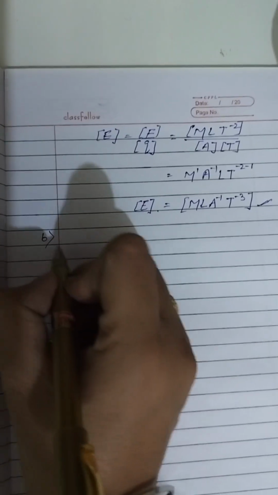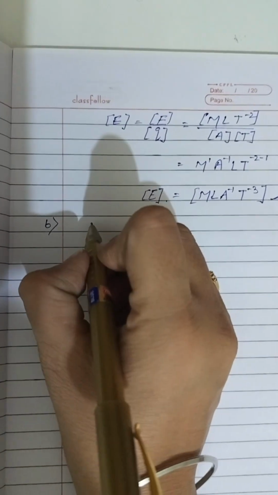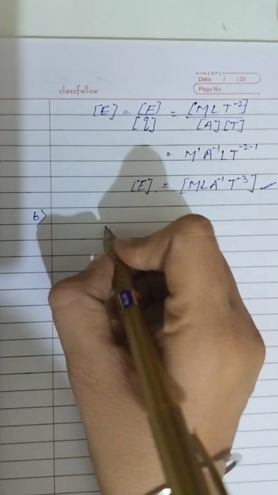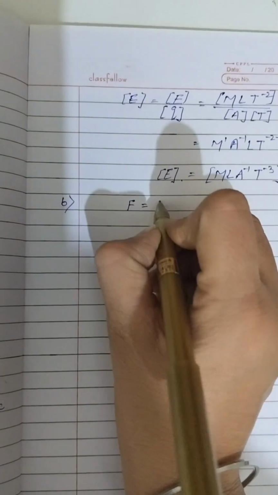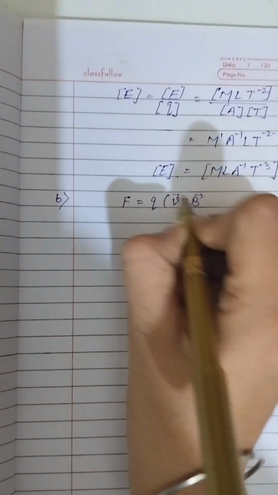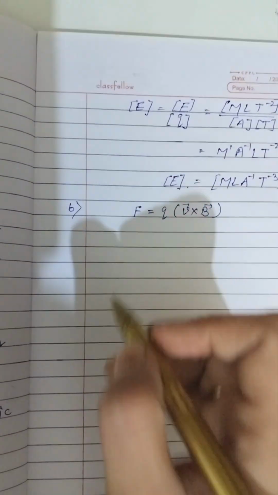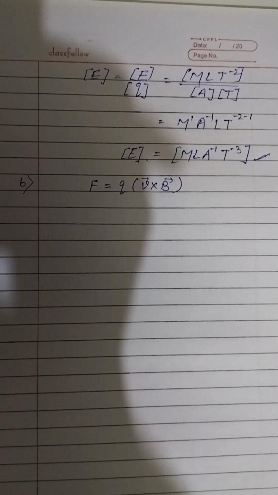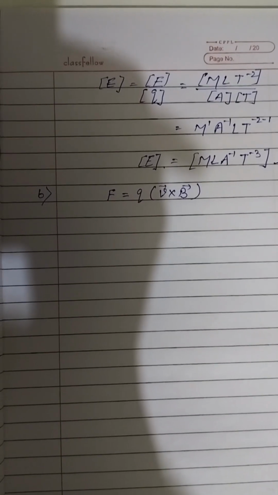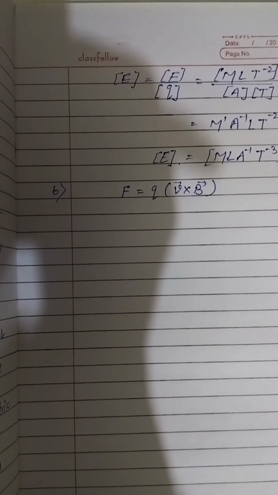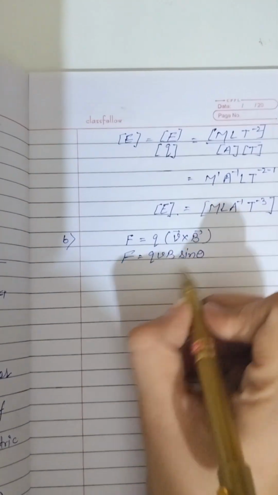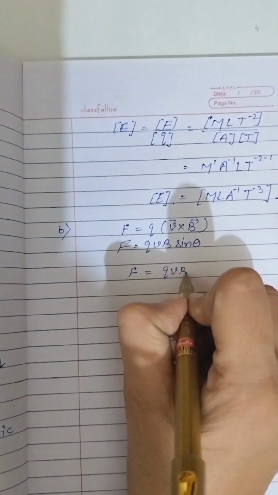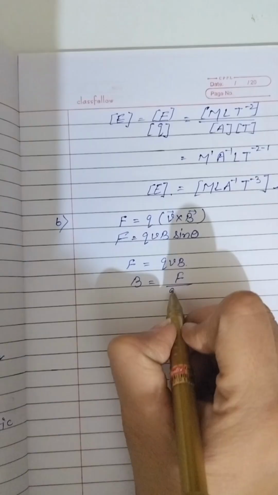The second one, question B, is find out the value of magnetic field in terms of M, L, T and A. We can find out the value of magnetic field by this formula: F is equal to Q into V cross B, where both are in vector form. If we find the magnitude, F is equal to Q V B sin theta. Since sin theta is dimensionless, we find F is equal to Q V B. Here B is equal to F upon Q V.